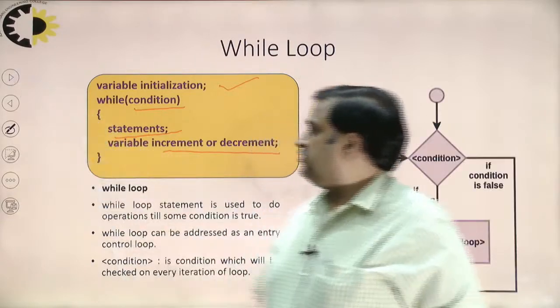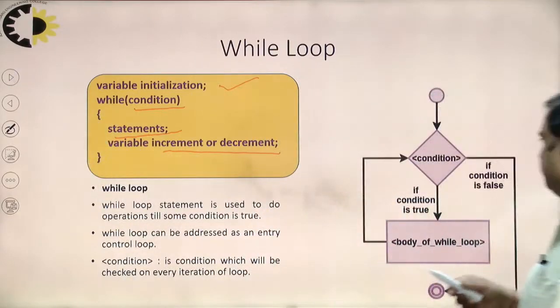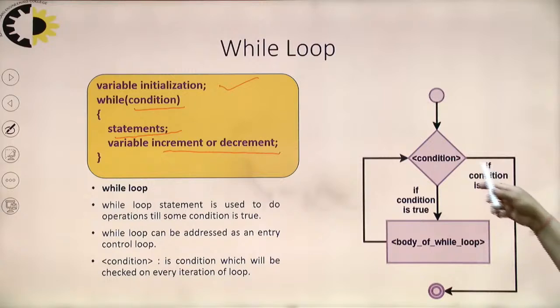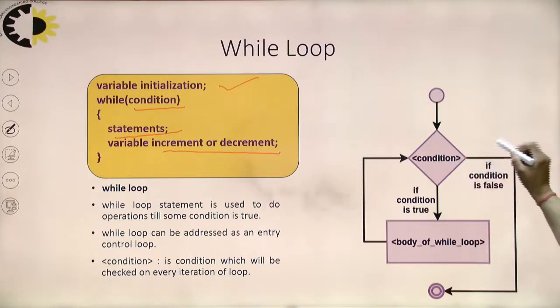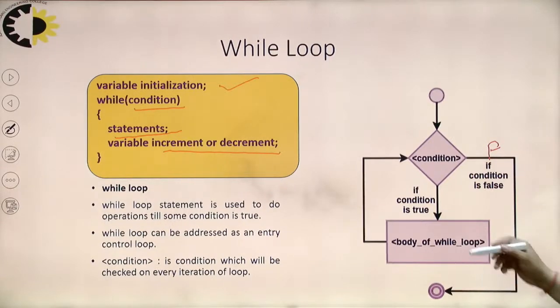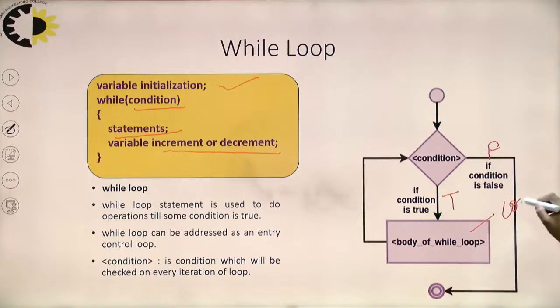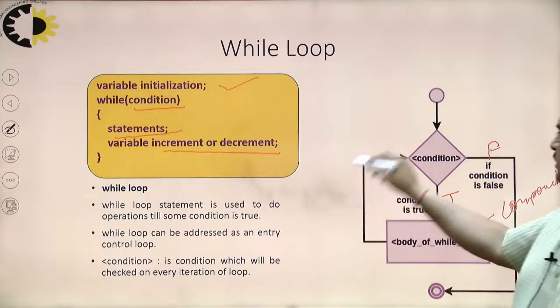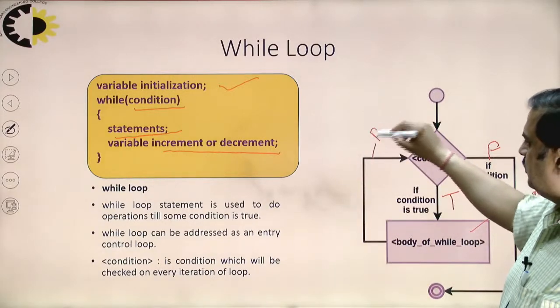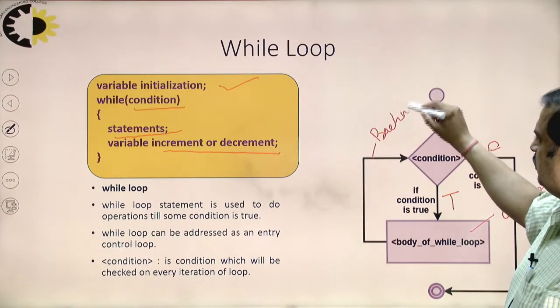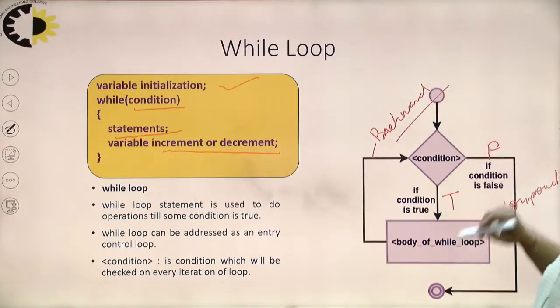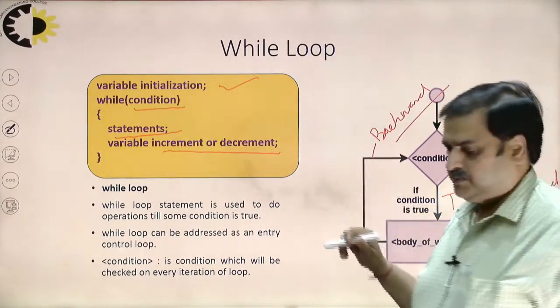So let's do the same programs with the while loop also. Here is the flow chart for while. We check the condition. If this condition is false, we come out of the loop. If the condition is true, we perform the compound statements given in the while loop and come back again. This backward movement is only possible through loops.